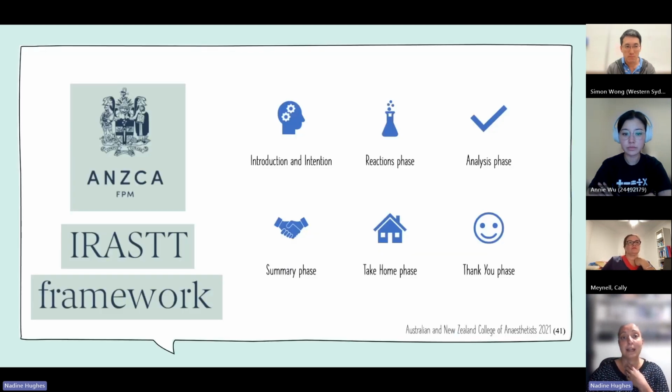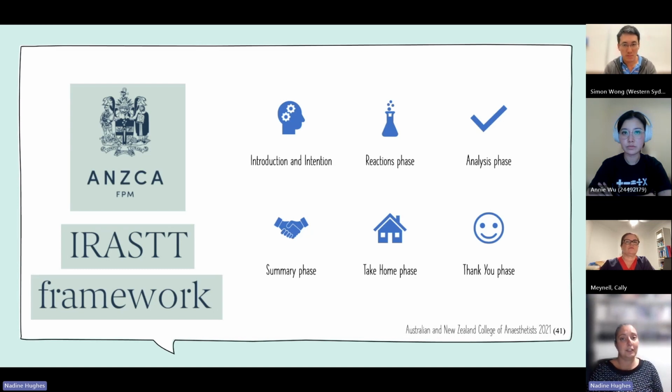And finally, I'm going to talk about the IRAS framework. That was developed from the Australian and New Zealand College of Anaesthetists and published in 2021. It has 6 phases. I find it interesting that, out of all the models that I looked at, it has a reaction phase, which is when we talk about the emotions. But otherwise, it's similar. So the introduction and intention is we're here to learn.